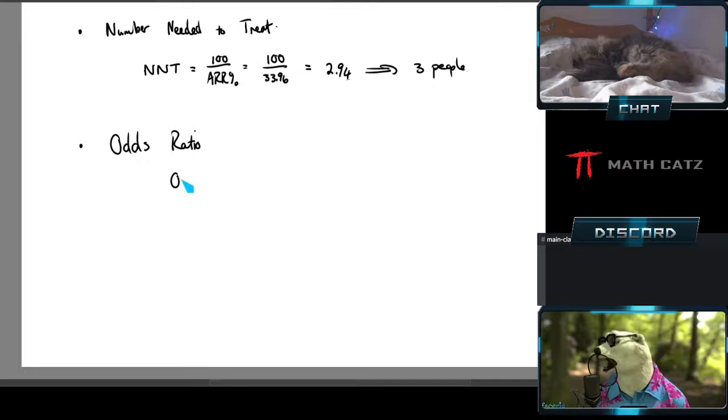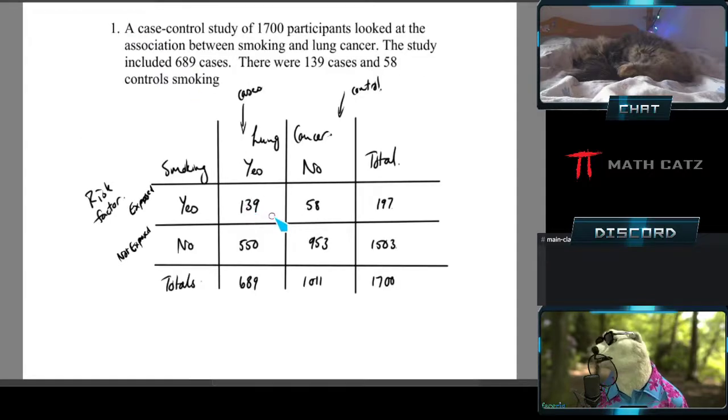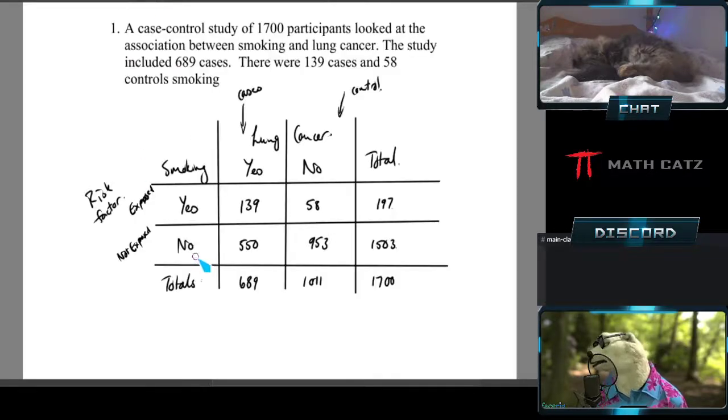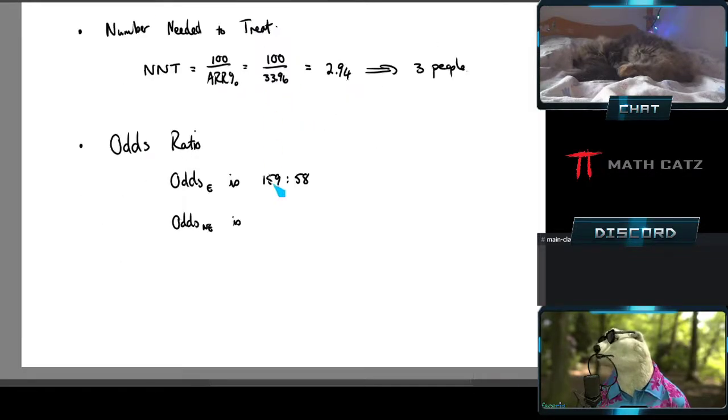So let's just do the odds separately. The odds of getting lung cancer in the exposed group, looking at my numbers here, is 139 to 58. And the odds for the not exposed group, the odds of getting lung cancer if you don't smoke, is 550 to 953.